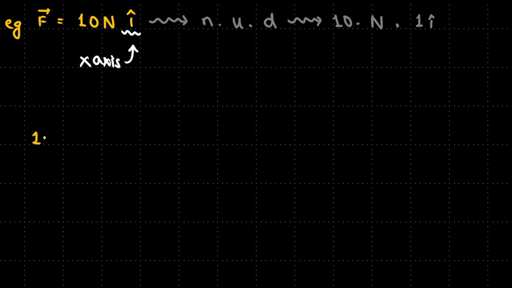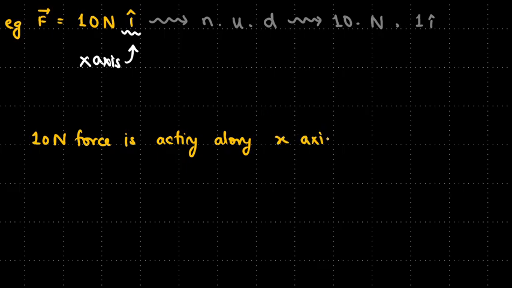So in a formal way, you would write 10 Newton force is acting along x-axis. That's the thing that this tells us. So 10 Newton of force is acting along x-axis. Okay, so this is why this is useful.